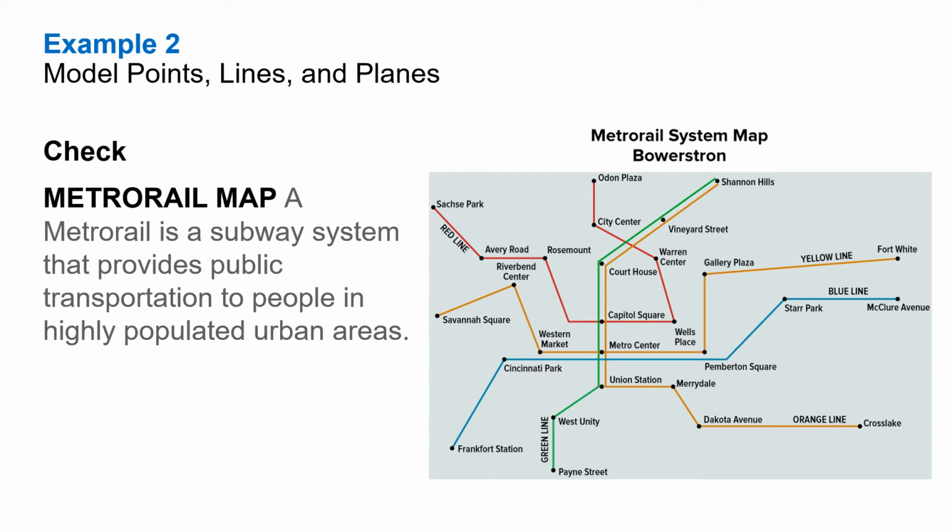A metro rail is a subway system that provides public transportation to people in highly populated urban areas. And you can see on this map some dots, and next to the dots are names. Those represent stops along that particular route of the subway. You can see there are different colored routes. We have a red line, a yellow line, a blue line, an orange line, and a green line.